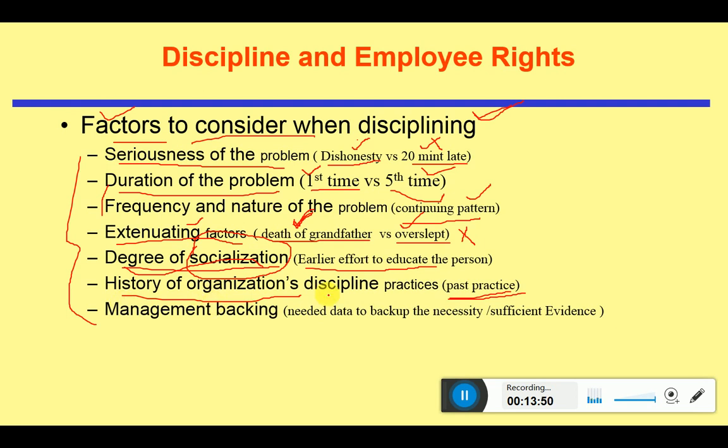So that is known as history of the organization's discipline practices. The next is management backing. Management backing simply means we need data to back up the necessity, sufficient evidence. Simply stated, if employees decide to take their case to a higher level in management, will we have reasonable evidence to justify our decision or not? Should the employee challenge your disciplinary action or not? It is important that we have the data to back up the necessity and equity of the actions taken and that we feel confident that the management will support our decision.